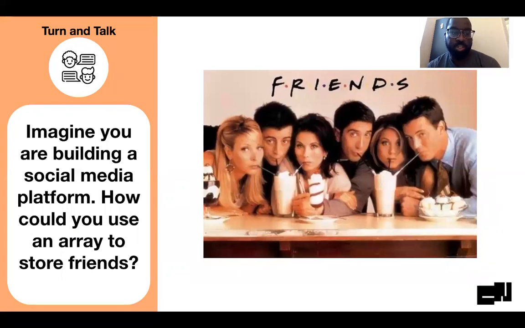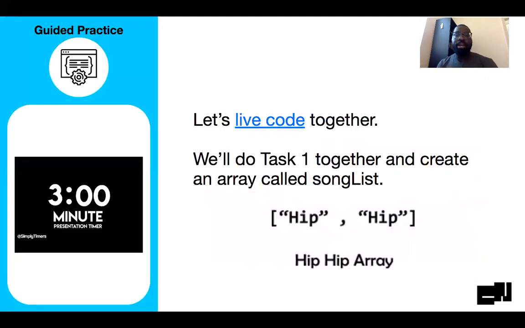So imagine you're building a social media platform. How could you use an array to store friends? Right, so similarly, I have an array called friends maybe. And I would assign that array, have my square brackets, and I'd have Ross and Monica and Joey in this array of friends, right?